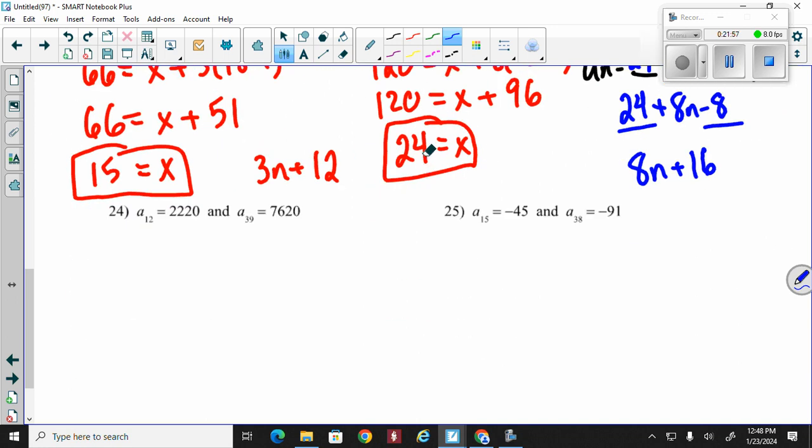And then for length, I know I'm going on the 22-minute mark. I'm going to go ahead and give the answers. The answer for 24 is 200n minus 180. And then the second one, 25, is negative 2n minus 15.